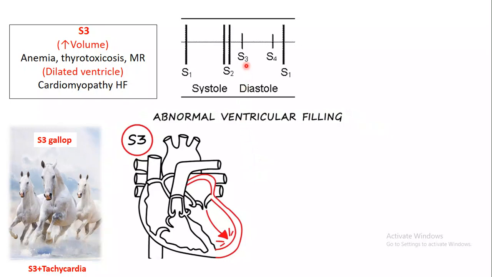An extra heart sound that is heard during the passive filling of the ventricle in early diastole is called S3. S3 denotes increased volume of blood during this passive filling phase. What causes increased volume? Hyperdynamic circulation like thyrotoxicosis, anemia, volume overload caused by mitral regurgitation, or a dilated ventricle with increased volume inside, like in a patient with cardiomyopathy. The hitting of the increased flow of blood during the early filling phase of diastole is called S3.